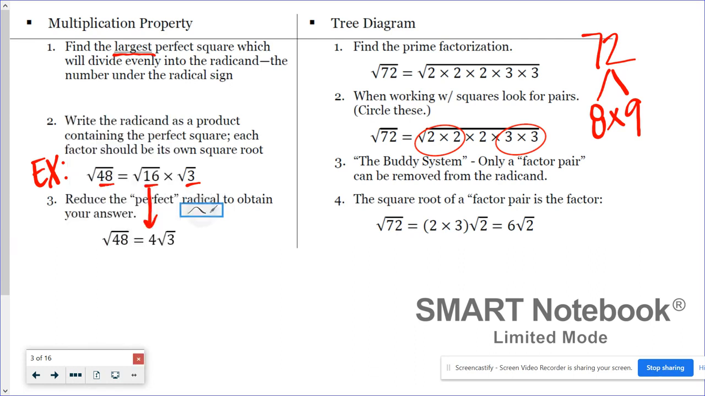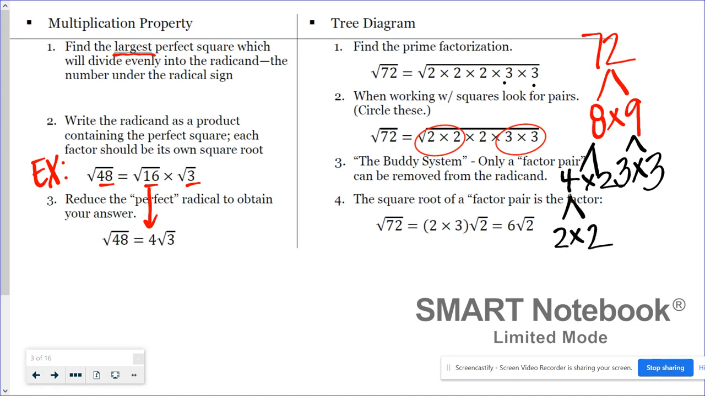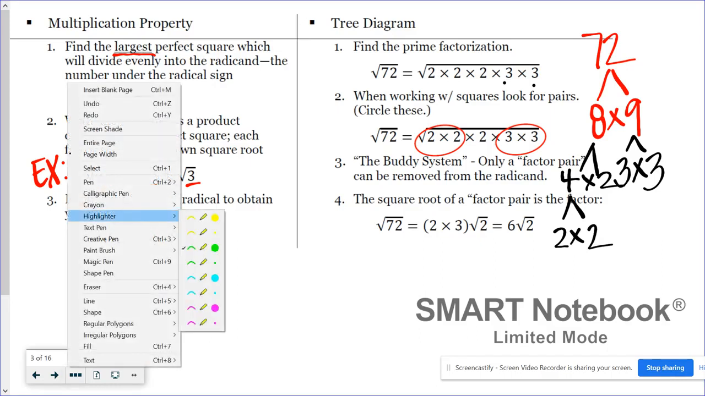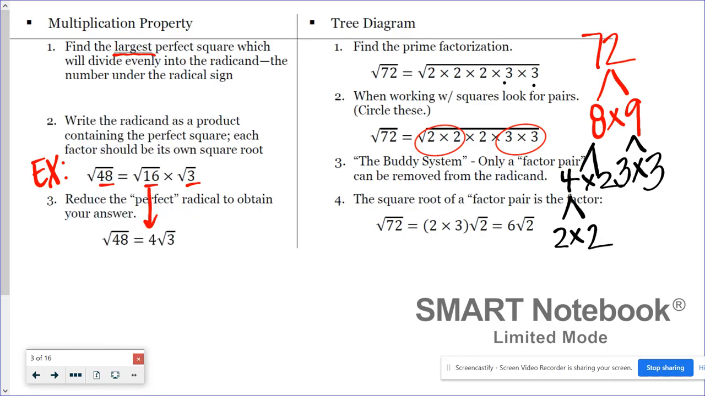Okay, and so I would just continue to break this down because, yeah, 9's a perfect square, but I'm just going to break it down more in case you don't believe me, because 9 is 3 times 3. Okay, and then 8 is 4 times 2. 4 is 2 times 2. So I broke it down into the prime factors, okay? So I've got 2 times 2 times 2 times 3 times 3. That's where those all came from.